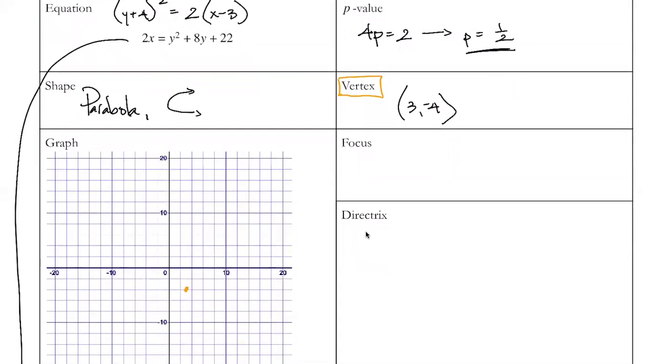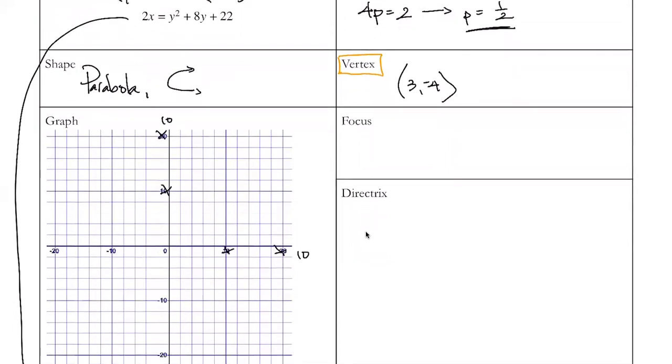All right. I don't know why I made my graph coordinate so big. I'm going to change a few things here. We're going to make this 10 and 10, just like a regular grid. Okay. Now let me go back and put in that vertex. So 3, comma, negative 4. All right. So 3, comma, negative 4.